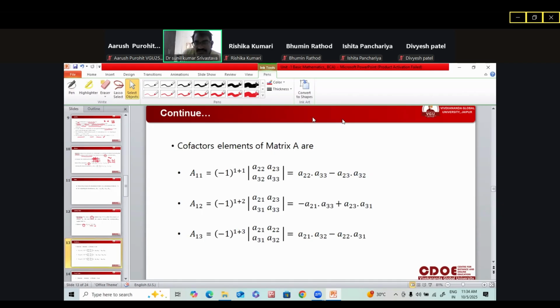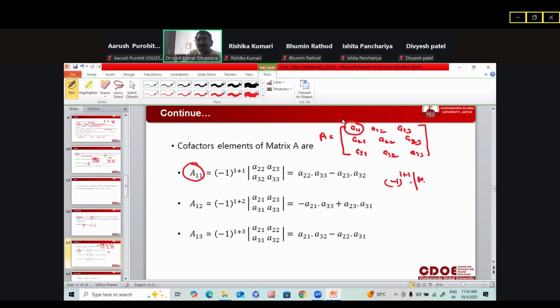Suppose we have a matrix A given by the elements A11, A12, A13, then A21, A22, A23, and here A31, A32, and A33. This is the supposed matrix, and we are going to find the cofactor of the element A11. The cofactor of element A11 is denoted by capital A11. Its formula is (-1) raised to the power of the row and column in which it lies. It lies in the first row and first column, so 1 plus 1, times M11.